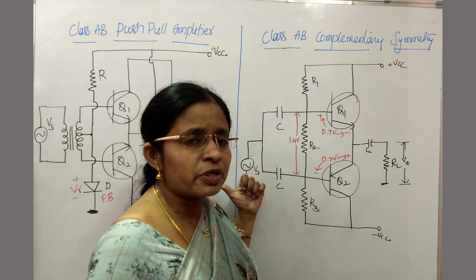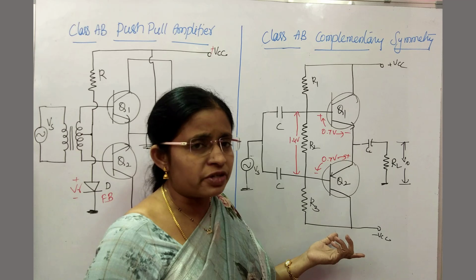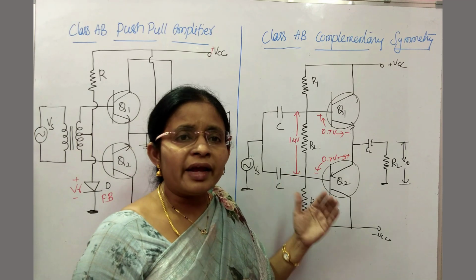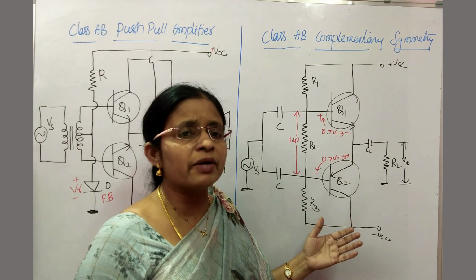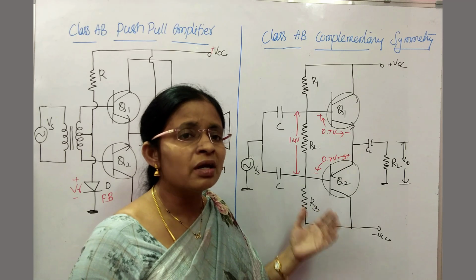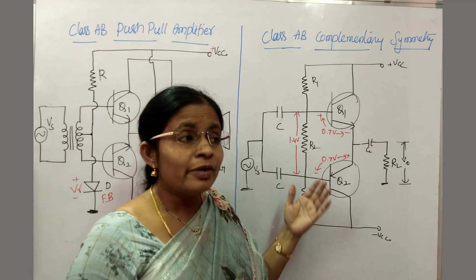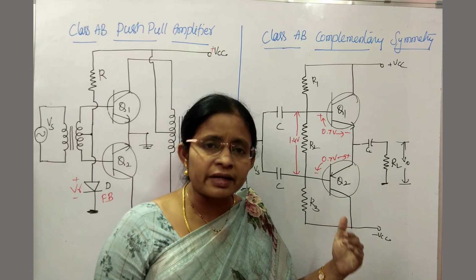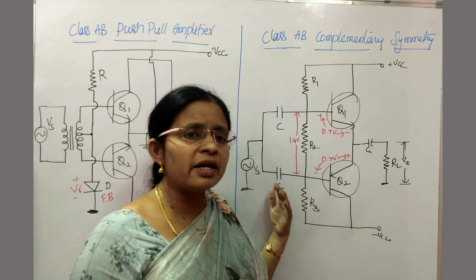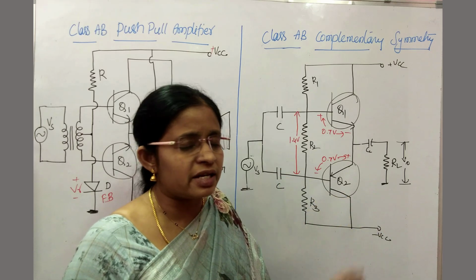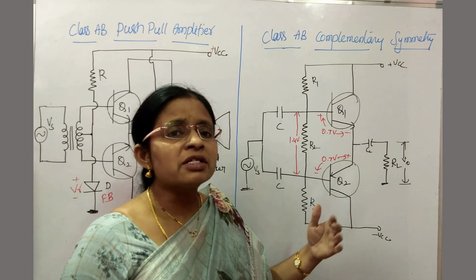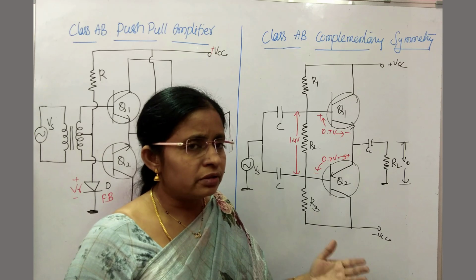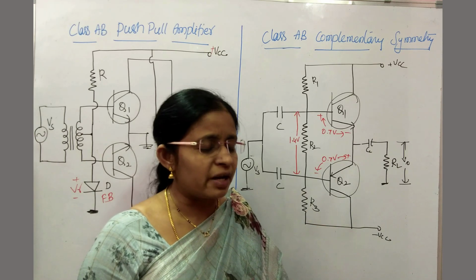In class AB push-pull or class AB complementary symmetry, we give an extra 0.6 DC volts or 0.7 DC volts to the bases of the transistors. With that extra 0.6 or 0.7 volts, the transistors are conducting initially and they send the input signal to the output as it is, without any distortion. So that is about class AB power amplifiers.